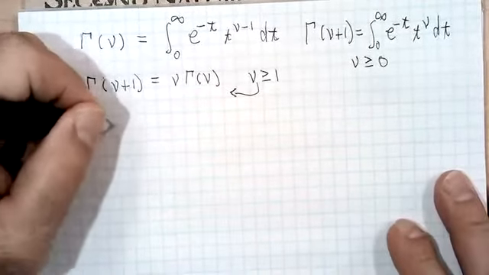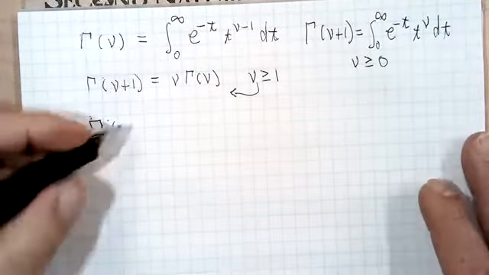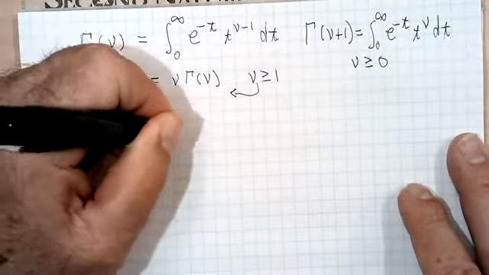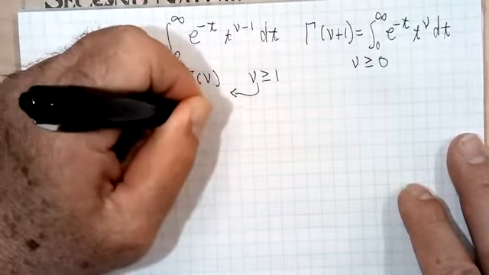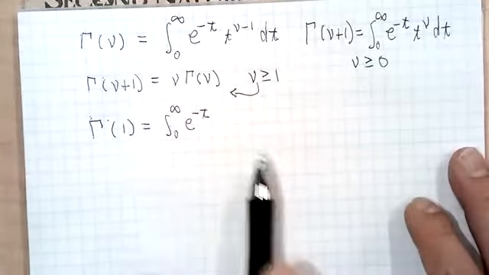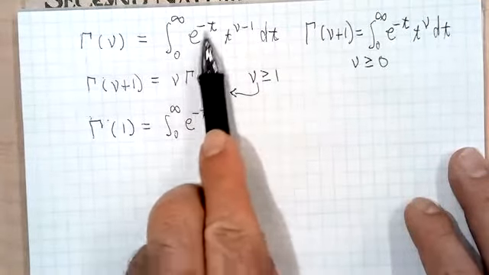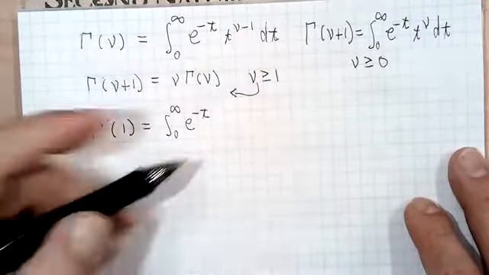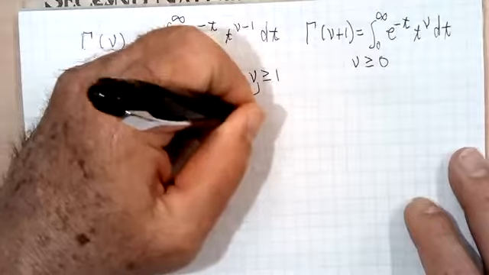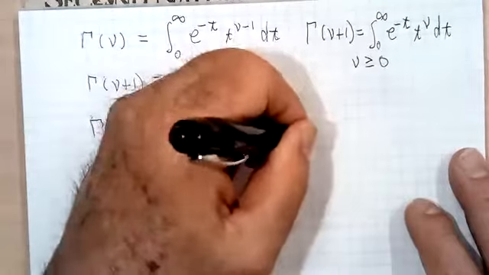Okay, so let's compute some values of gamma. Now if we look at, let's take gamma of 1. Then if I look at my formula here, gamma of nu is the integral from 0 to infinity of e to the minus t, t to the nu minus 1. So that'll be t, in this case, to the 1 minus 1 power. And this just turns into the integral of e to the minus t from 0 to infinity.